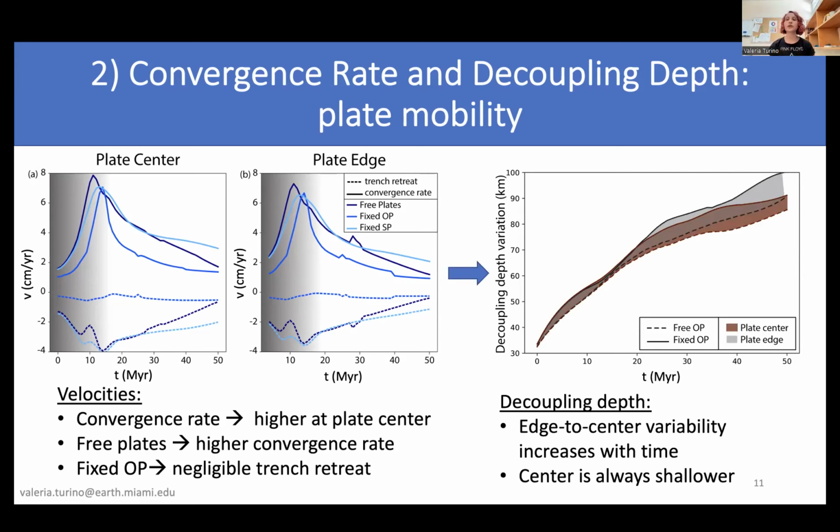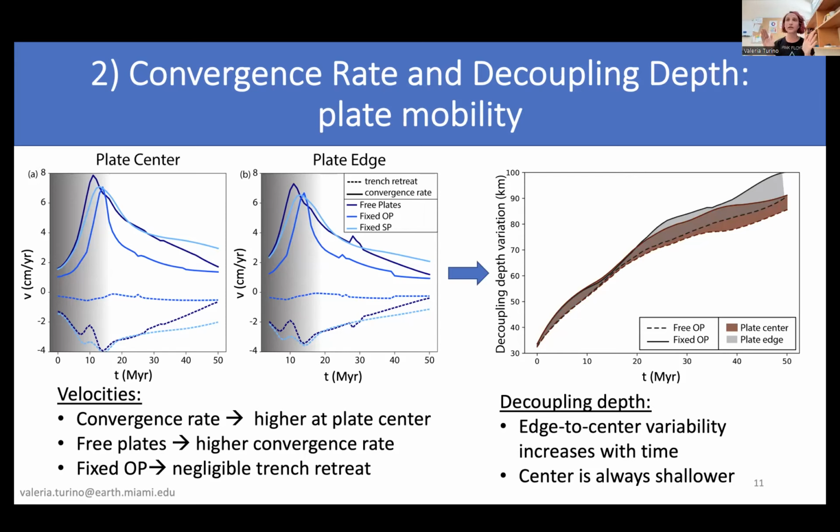And here I'm showing the coupling depth and how it evolves throughout the model run for all of the models at the plate center and at the plate edge. The shaded area in gray corresponds to the range of variation of the coupling depth for all of the models at the edge, and the area in brown at the center. The two main things that we want to remember here are that the edge to center variability increases with time.